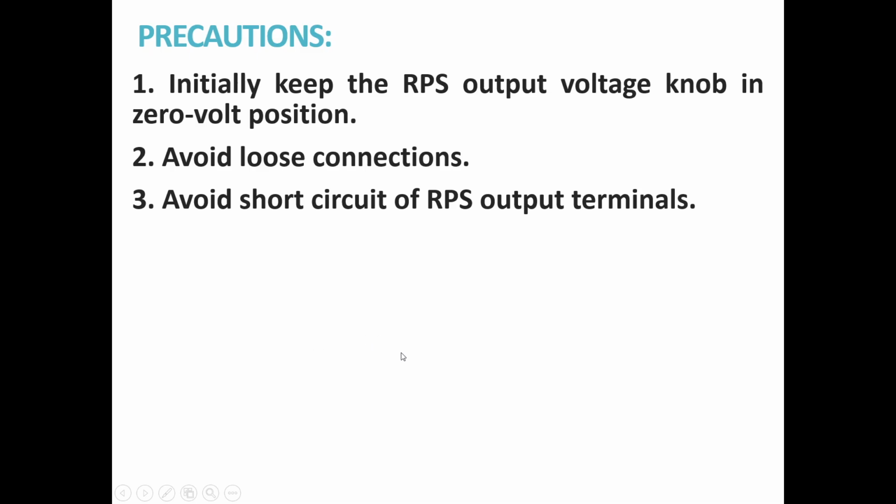And at last, the result is: for the given T network, ABCD parameters and hybrid parameters were determined for both the hardware circuit as well as using MATLAB software. So using hardware circuit and using MATLAB software, ABCD and H parameters are determined.